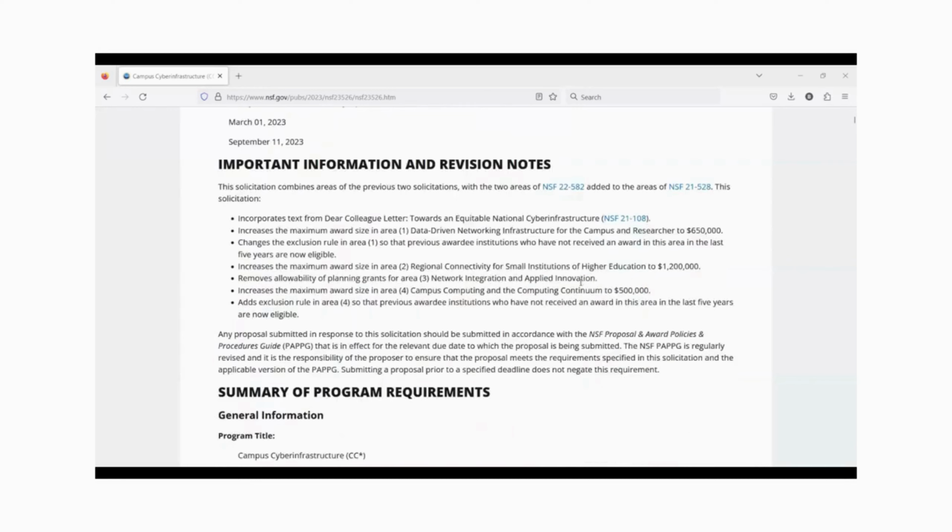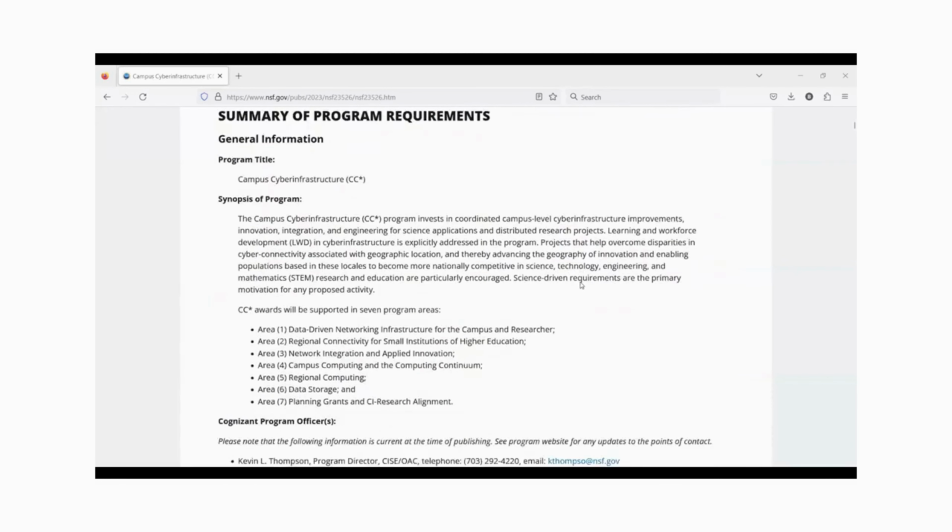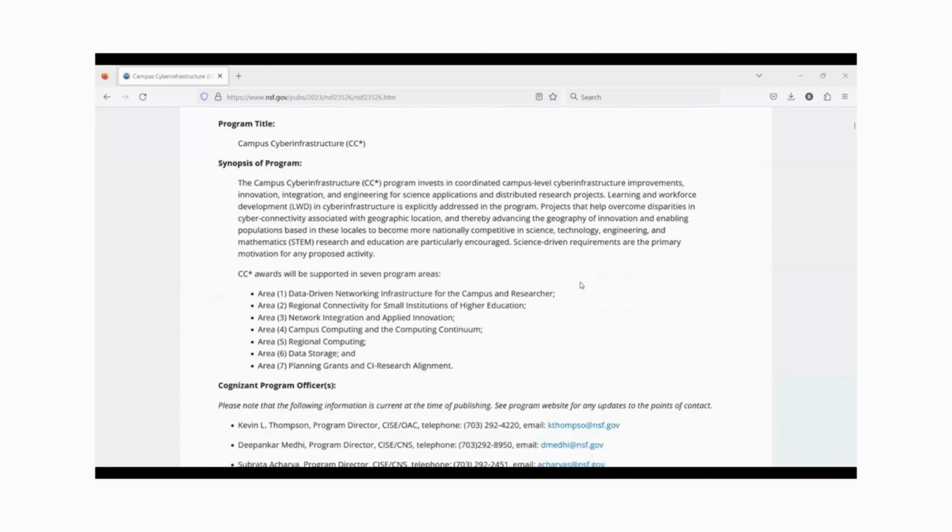So some of the things that are going to be the priorities for this, we see the data-driven networking infrastructure. We see the regional connectivity for small institutions, network integration and applied innovation, campus computing and computing continuum, regional computing, data storage, and then planning grants around research. So with this being an NSF program, there's still a heavy research and science element to this.